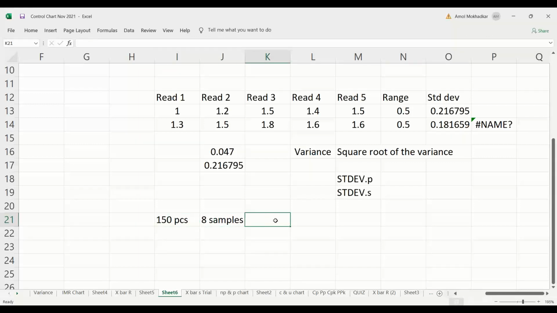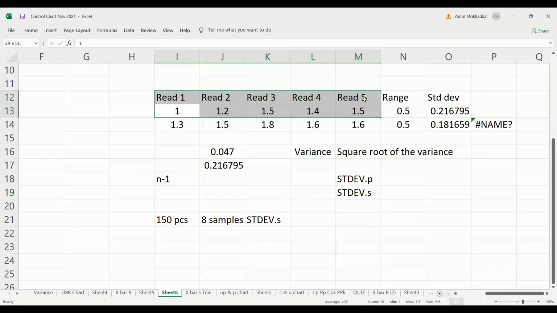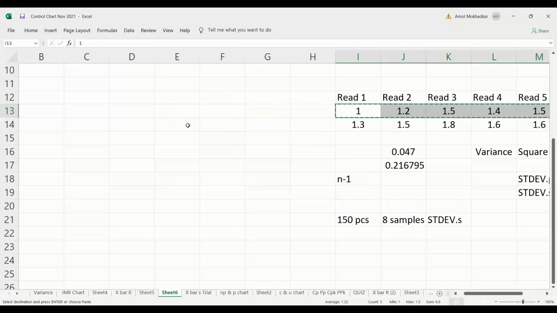So you will use the formula STDEV.S, because it is on a sampling basis. In the S formula, when you calculate the variance, it will divide by n minus 1 instead of n. Let us avoid the confusion. I am going to tell you again how to calculate that.